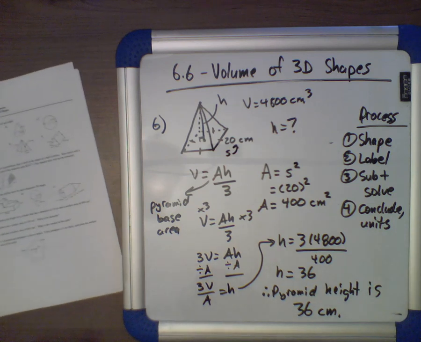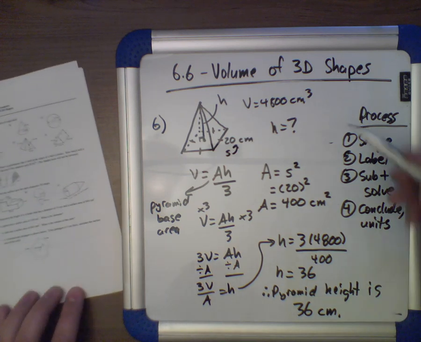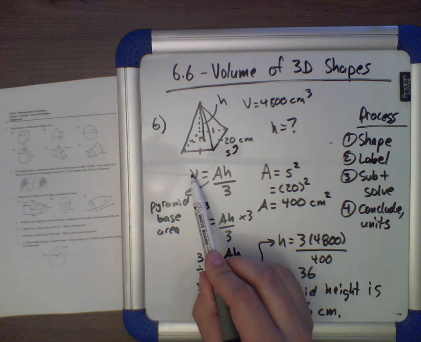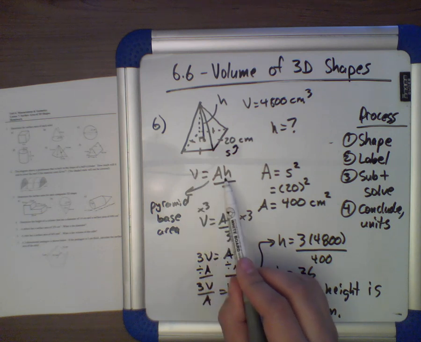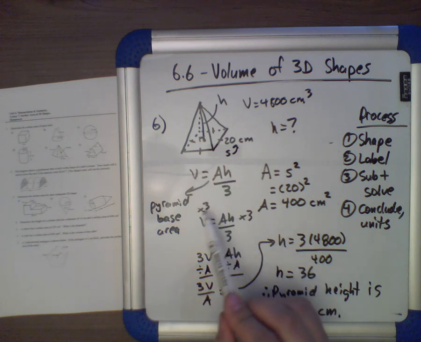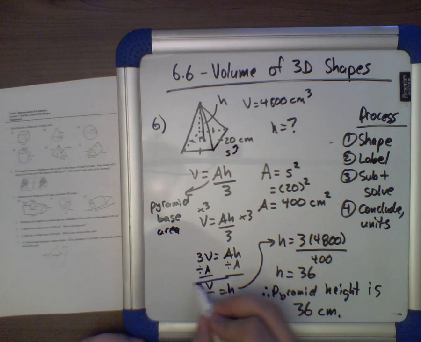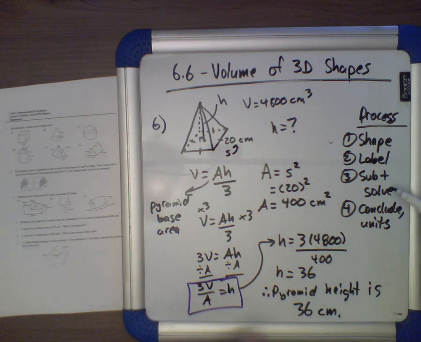36 centimeters looks good. So this is the same process as before. The diagram helps us visualize, figure out what shape, we add any labels, we find our equation. The only difference here is we're not solving for the V, we're solving for the H. So I do an extra step where I rearrange the equation into the new form that I need. So I needed to figure out the height, so I rearranged to get height by itself. Then I subbed and solved just like before, and then I concluded with units.